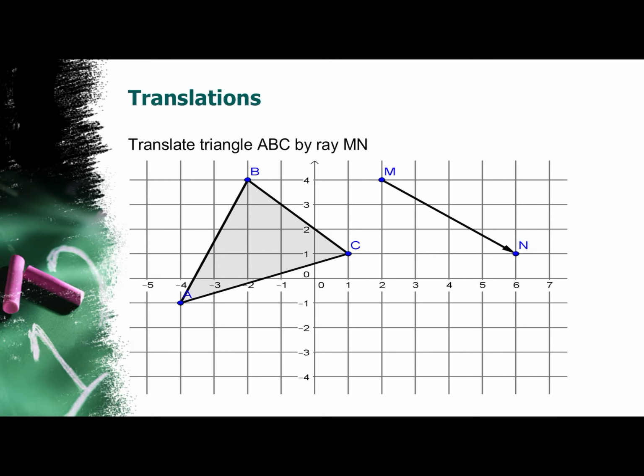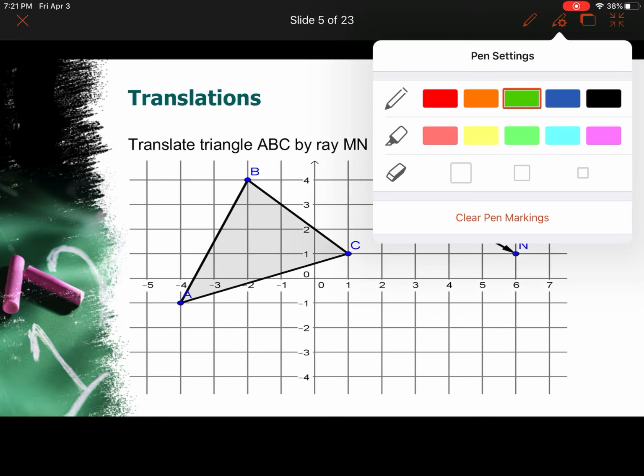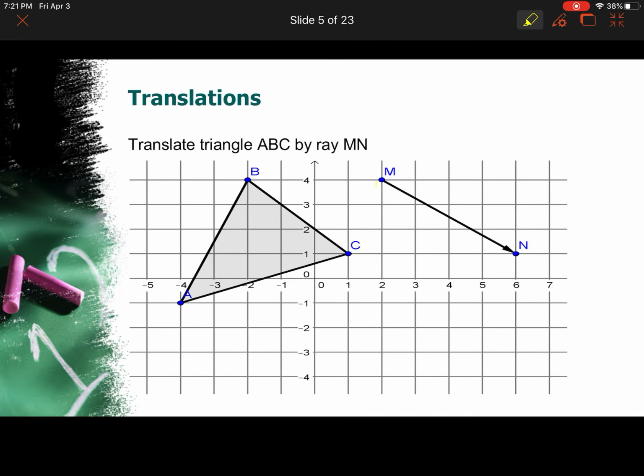All right, so if you look at your first problem on your worksheet, I want you to draw the translation, right? So here's the vector that defines our translation, okay? And I want you to see if you can draw the image of ABC using that vector. So go ahead and pause the video and do this one and the next one.